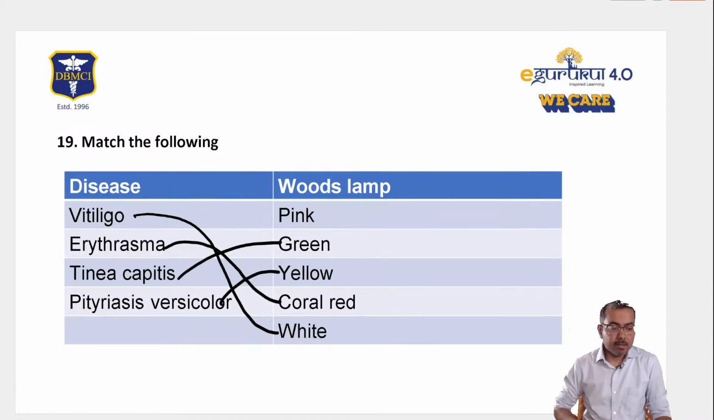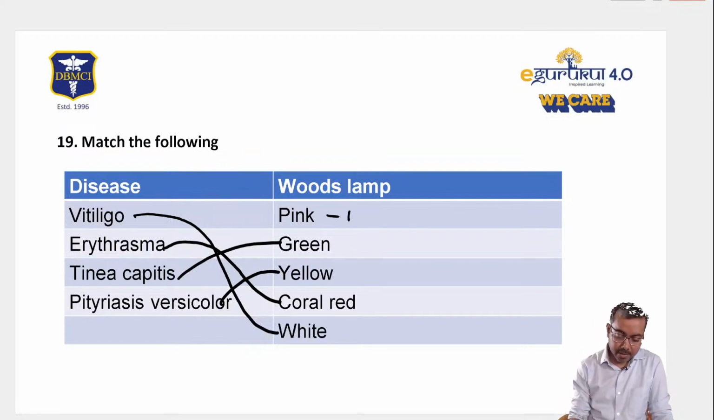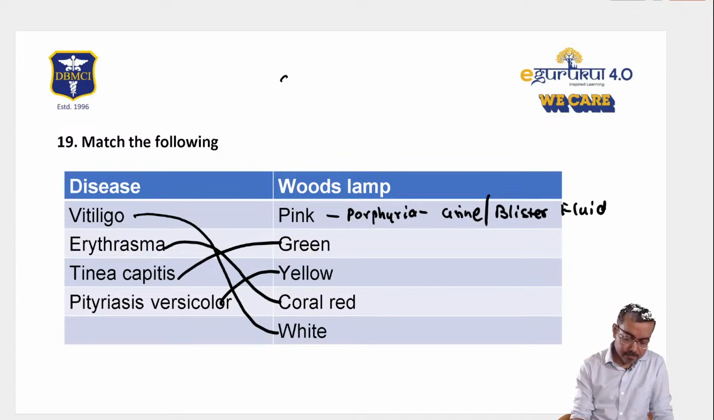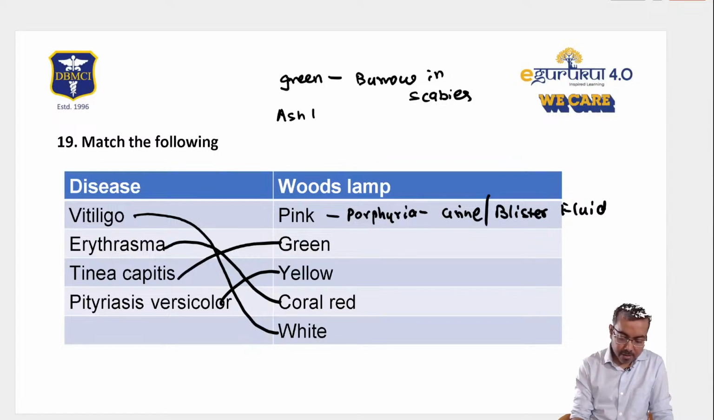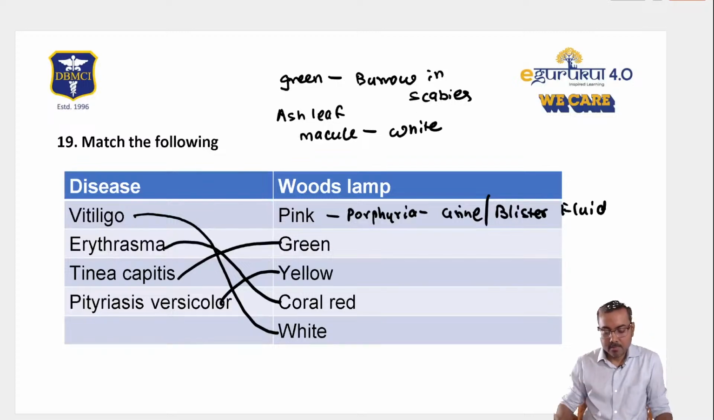Always remember, Wood's lamp is again an important point. Okay, I forgot to give you the options, so sorry for that, but at least we know this. Clear? Pink is in porphyria, where the urine and blister fluid will become a bit pinkish. Clear? The other colors: green, burrow in scabies, ash leaf macule is white. So this is all the Wood's lamp findings that we have. In one slide you can now know all the Wood's lamp findings. Okay, clear?